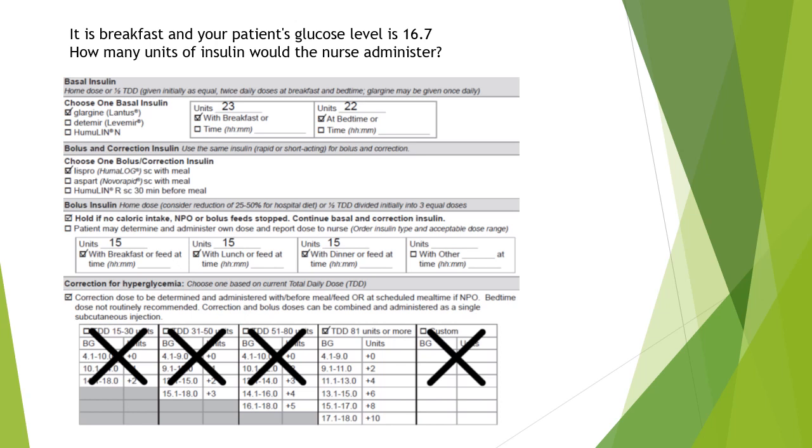As I pointed out in the previous slide, the boxes that we are not using for the correction insulin are X'd off. You can see it's that fourth box here that's not X'd off, which indicates our correction for hyperglycemia. Before we reveal the answer, you can pause this video, take a few moments to answer the question: it is breakfast and your patient's blood glucose level is 16.7. How many units of insulin would you administer? You can pause the video briefly to answer that question, and the next slide will go over the answer.